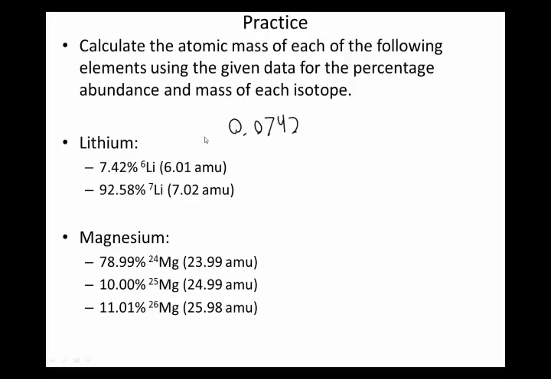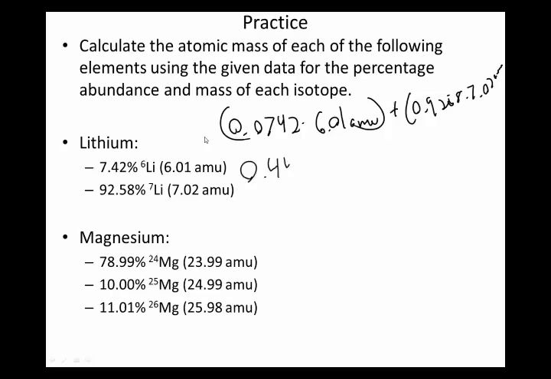0.0742 times 6.01 AMU plus 0.9258 times 7.02 AMU. So I'm going to do each of these separately. 0.0742 times 6.01 gives me 0.445942. Again, three significant figures. I'm going to round there.